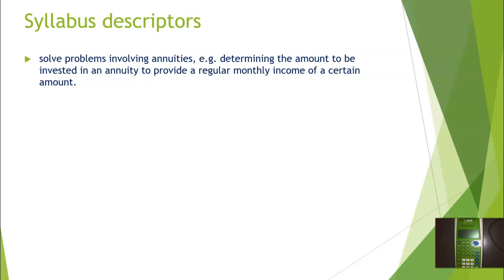Okay, so the syllabus descriptor that we are covering today is to solve problems using annuities. For example, determining the amount to be invested in an annuity to provide regular monthly income of a certain amount. And specifically, we're going to be looking at the future values, present values, and use of present and future value tables.